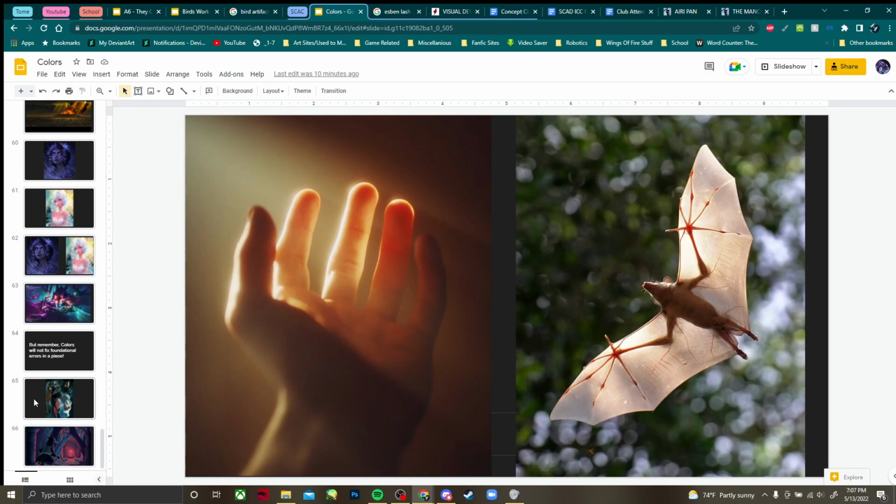Also, if you aren't super sure about color palettes, if you have a piece of artwork you like, you can definitely copy the color palette from it. It's something I do all the time. Colors are free. Colors are not copyrighted.